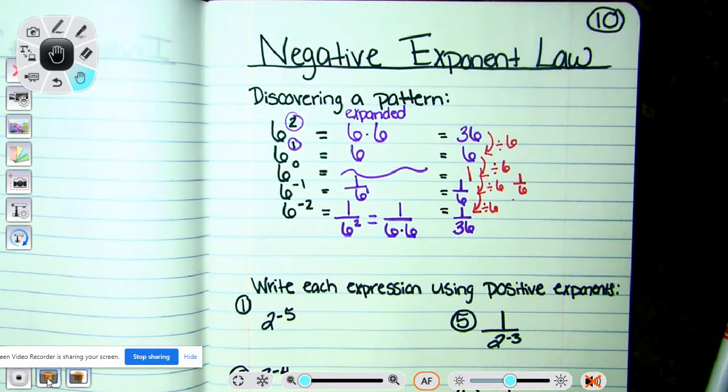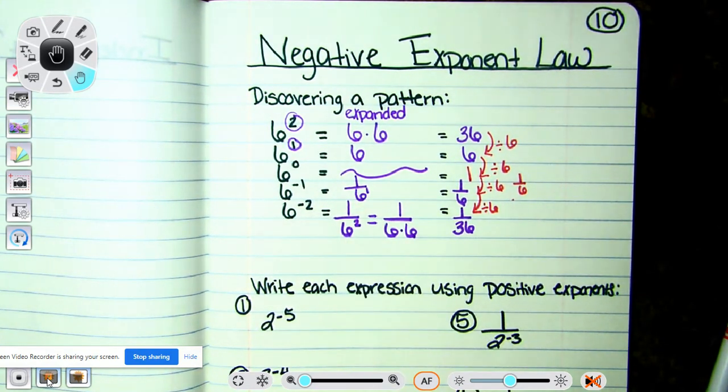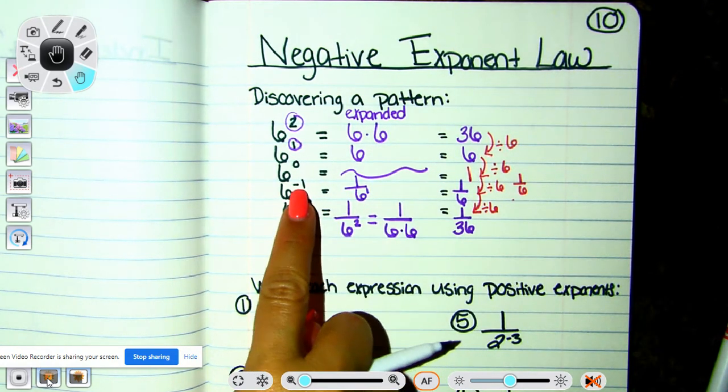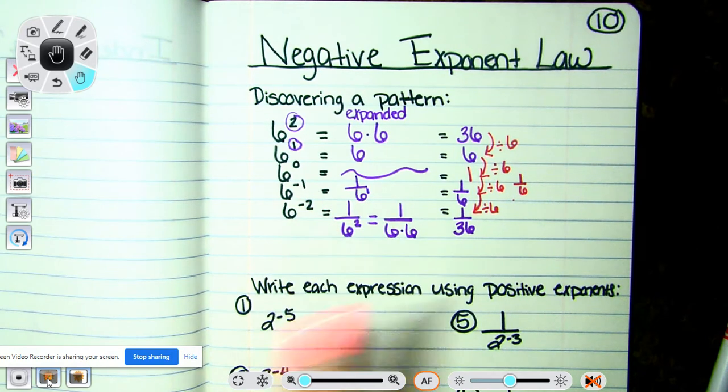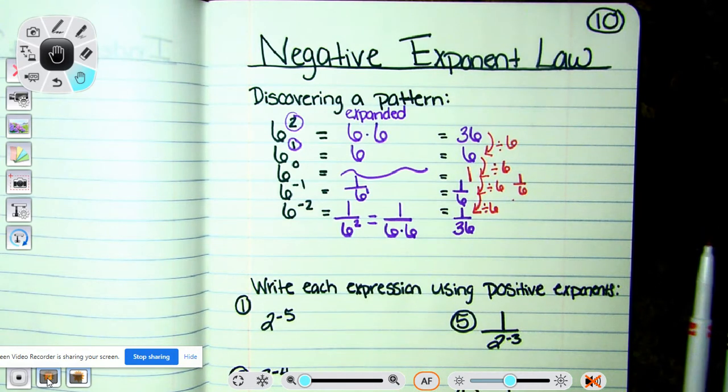So again, you can think of it two ways. Whenever you have a negative exponent, we can look at it as going to the bottom, the denominator part of the fraction, or you're dividing. And then also think of negative as the opposite of multiplying, which again gives you the division concept. So if you'd like to pause this video to make sure that you have this section complete, that would be great because we're going to move on to writing each expression using positive exponents.